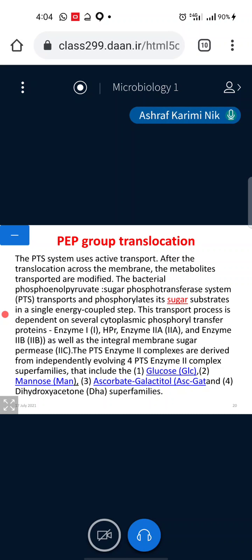The PTS enzyme 2 complexes are derived from independently evolving PTS enzyme 2 complex superfamilies. They include the glucose, mannose, ascorbate-galactitol, and DHA (dihydroxyacetone) superfamilies. There are 4 superfamilies.